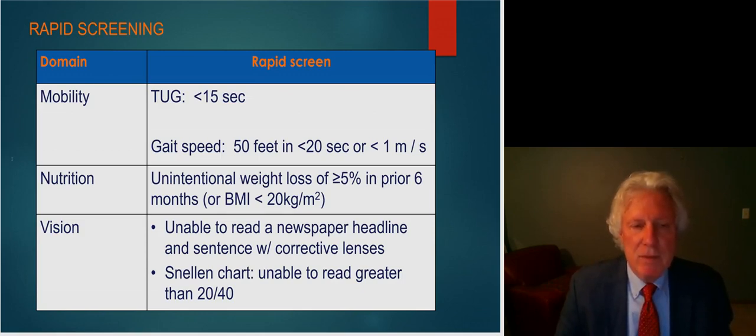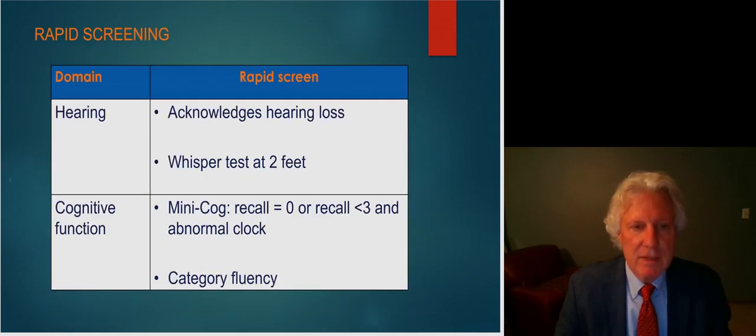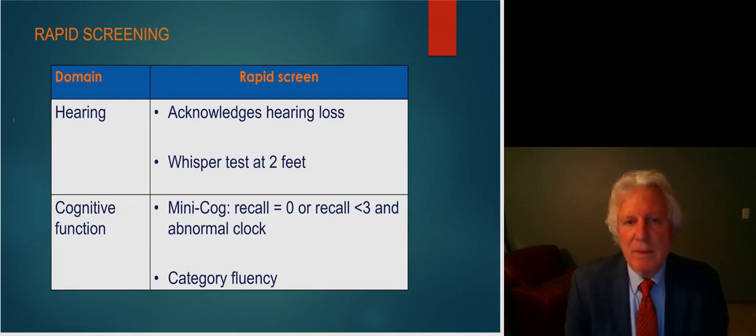The rapid screen would also include vision testing, so being able to read small print as well as achieving at least a 20/40 Snellen chart vision test. In terms of hearing, you can just simply ask the patient whether they have any hearing loss, and or you can conduct the whisper test.